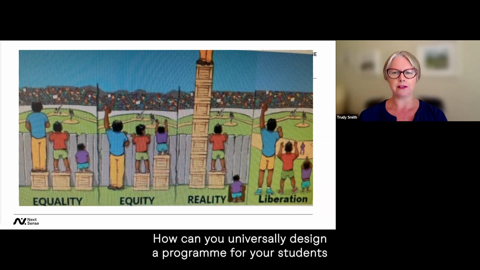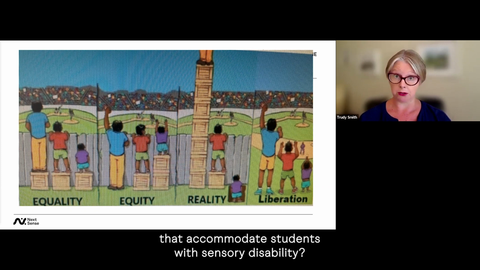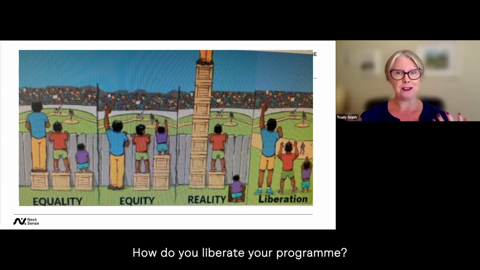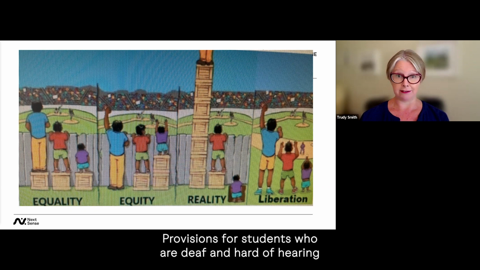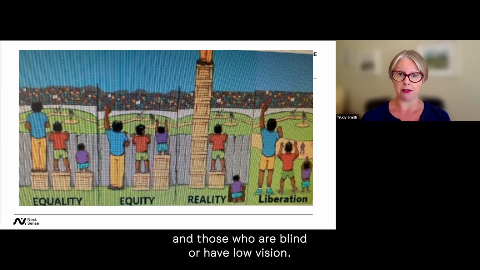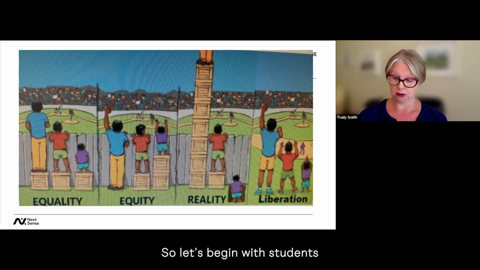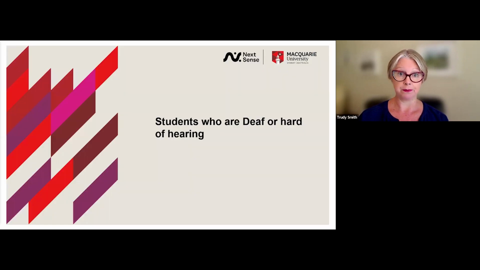How can you universally design a program for your students that accommodates students with sensory disability? How do you liberate your program? Now, we've separated this program into two sections: provisions for students who are deaf and hard of hearing and those who are blind or have low vision. So let's begin with students who are deaf or hard of hearing.